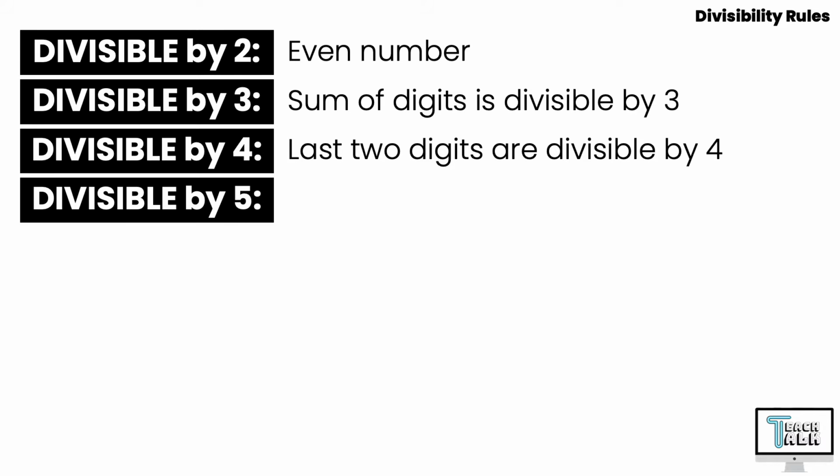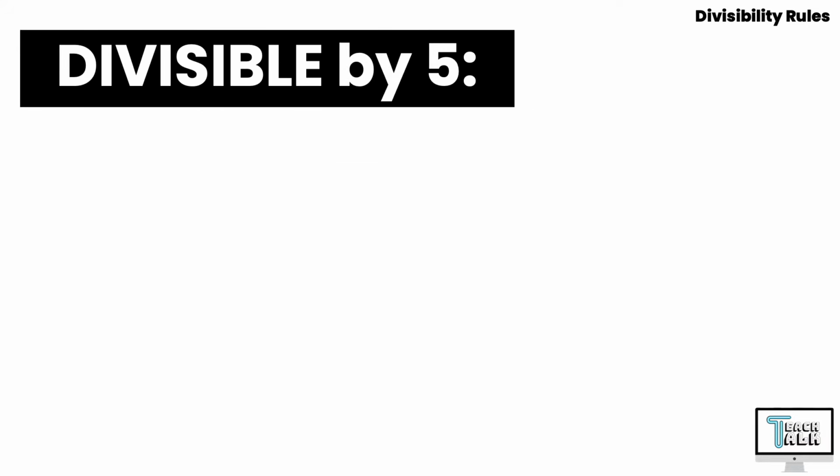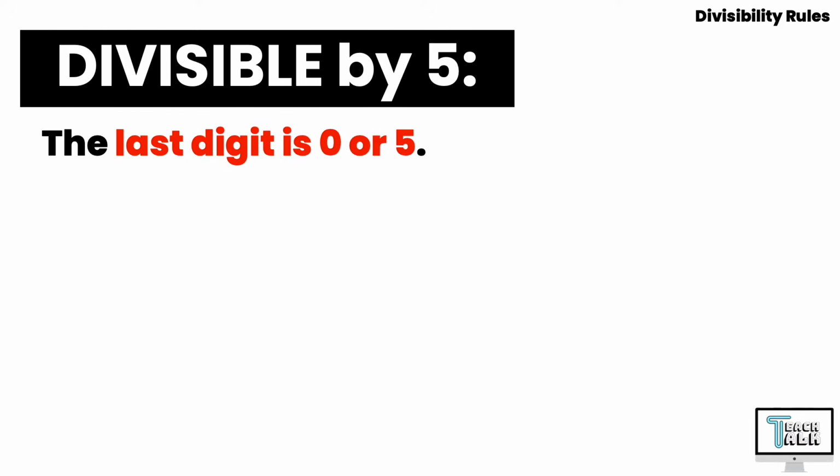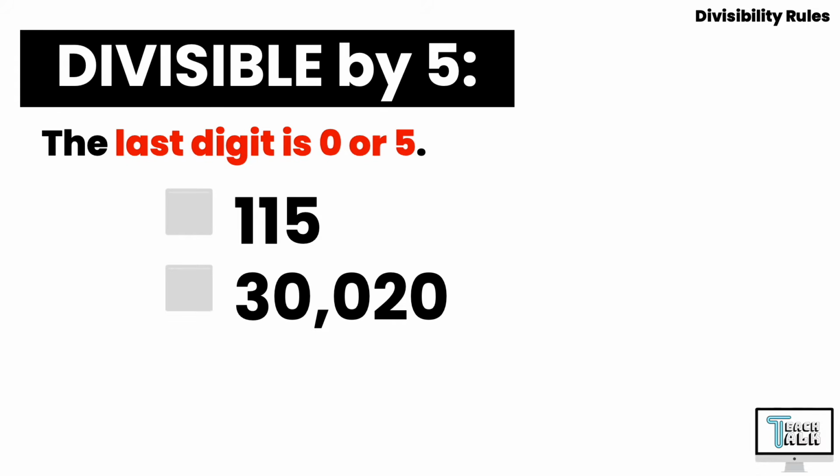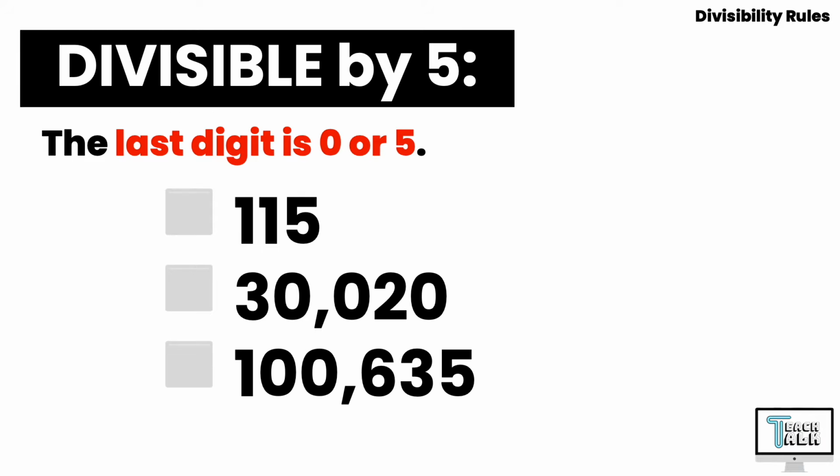Punta naman tayo sa divisible by 5. Medyo madali sa divisible by 5 kasi ang rule po dito, as long as yung ating number ay nag-end or yung last digit niya is 0 or 5, that is divisible by 5. For example, we have 115, 30,020, 100,635. Si 115 nag-end siya sa 5, therefore, that is divisible by 5. Si 30,020 na nag-end siya ng 0, therefore, it is divisible by 5.